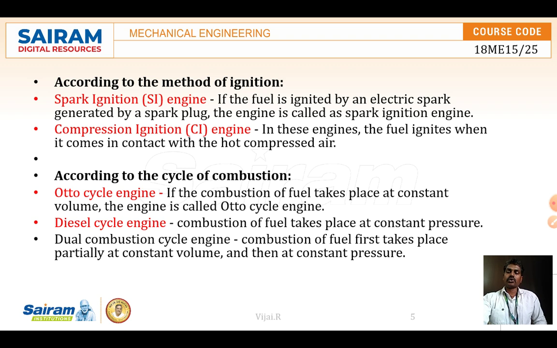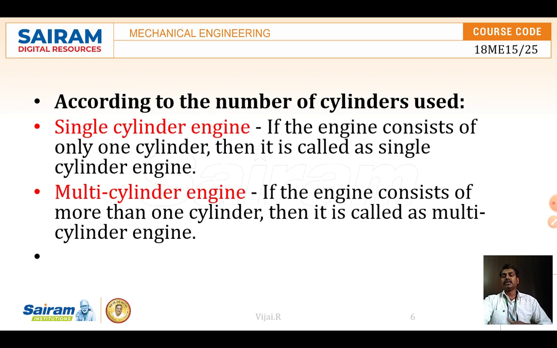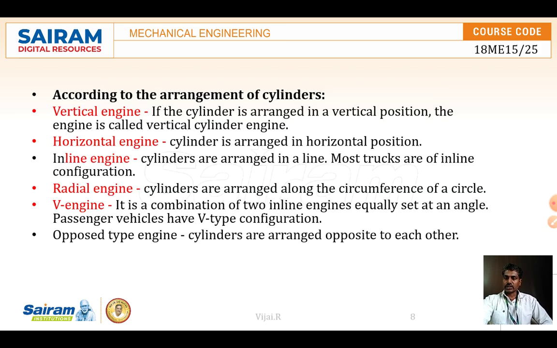And then we go to classification according to cycle of combustion. It may be the Otto cycle or the diesel cycle, and we will explain how the Otto cycle and diesel cycle work in further videos. And according to the number of cylinders, it may be a single cylinder engine or a multiple cylinder engine. And how the cylinders are arranged is called the arrangement of cylinder. Classification according to arrangement of cylinder: it may be a vertical engine, horizontal engine, V type engine, radial type engine, or opposed type engine.